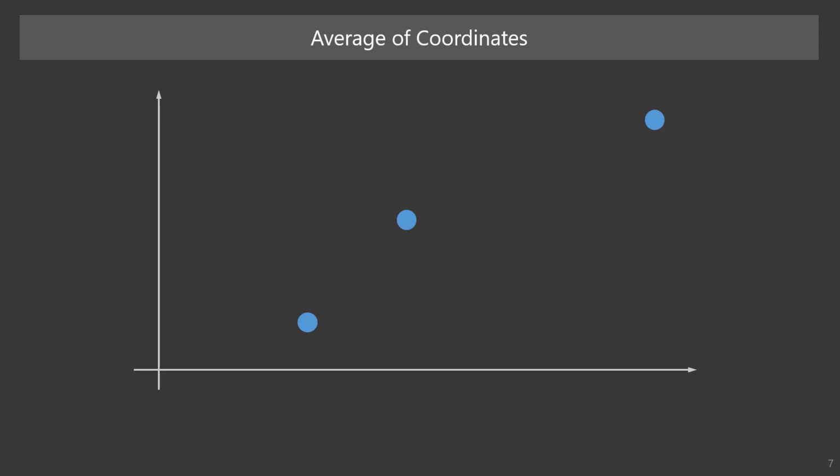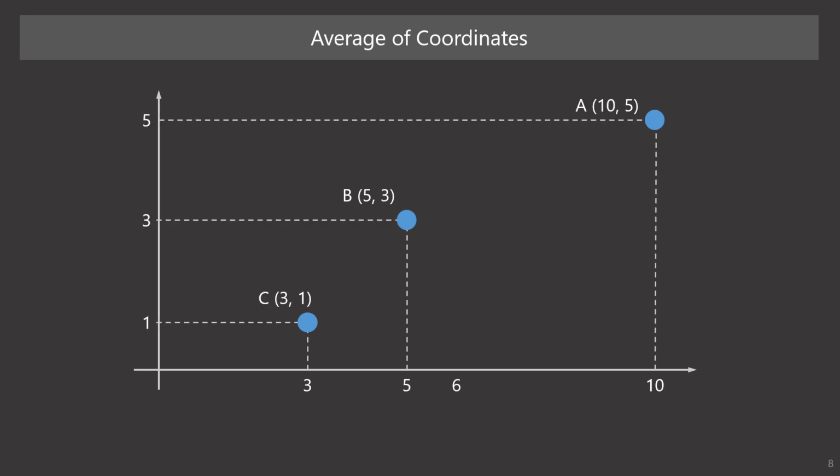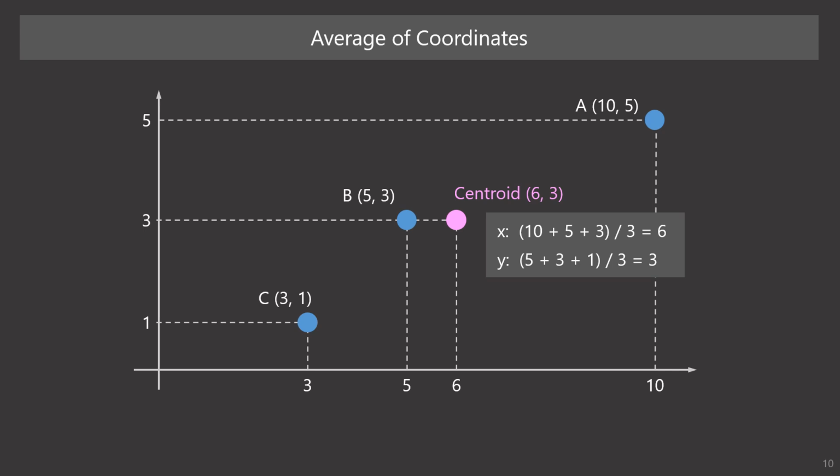Let's look at an example. Here, we have three data points, A, B, and C. And these are their coordinates. In this case, the average of x coordinate can be computed in this way. It is 3. And the average of y coordinate can be computed in this way. It is 6. So, the average coordinate is 3, 6.